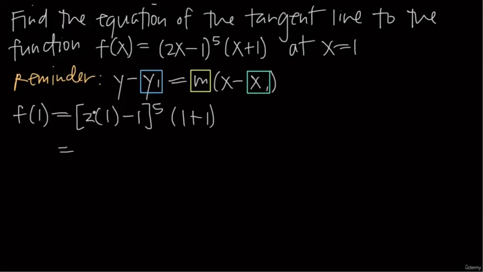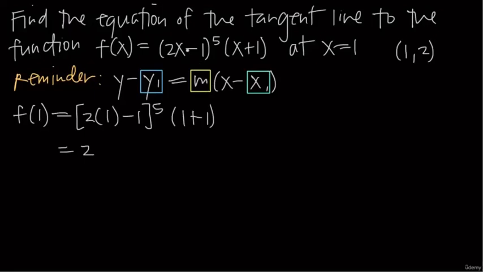So we'll have here 2 times 1 is 2, minus 1 is 1. 1 to the fifth power is just 1. And then 1 plus 1 is 2. So we have 1 times 2, or just 2, which means that we're interested in the point (1, 2), because x is 1 and y is 2. So this x sub 1, y sub 1 coordinate point is the point (1, 2). So we already have those values. The only value we need now is m.